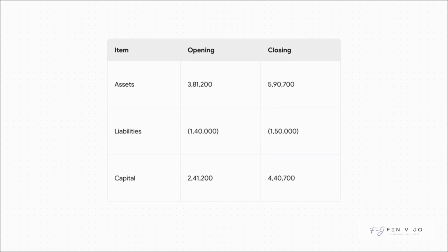We gather up all the known assets, buildings, inventory, cash, which gives us an opening balance of $381,200. Then we subtract our liabilities like creditors and loans, which are $140,000. That leaves us with a derived opening capital of $241,200. Doing the exact same process at the end of the year, our derived closing capital is $440,700. Boom! We've got our baseline clues.